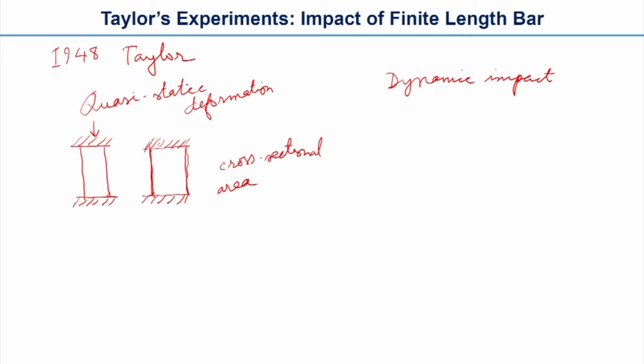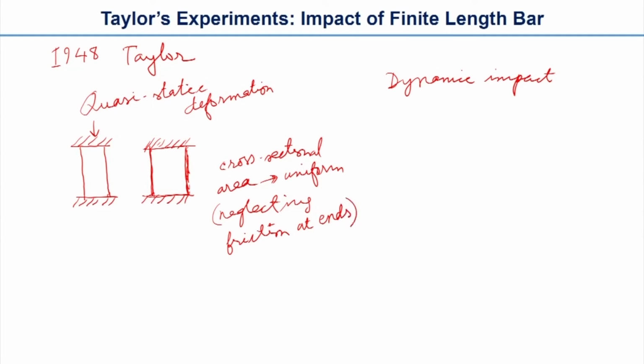It got compressed, but the cross-sectional area will be uniform throughout the length during the test, at any given time t, and we neglect the friction at these ends.